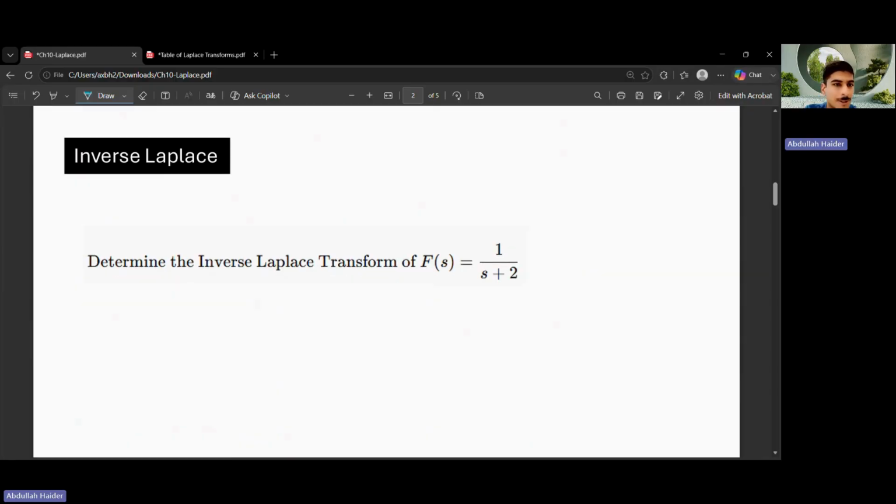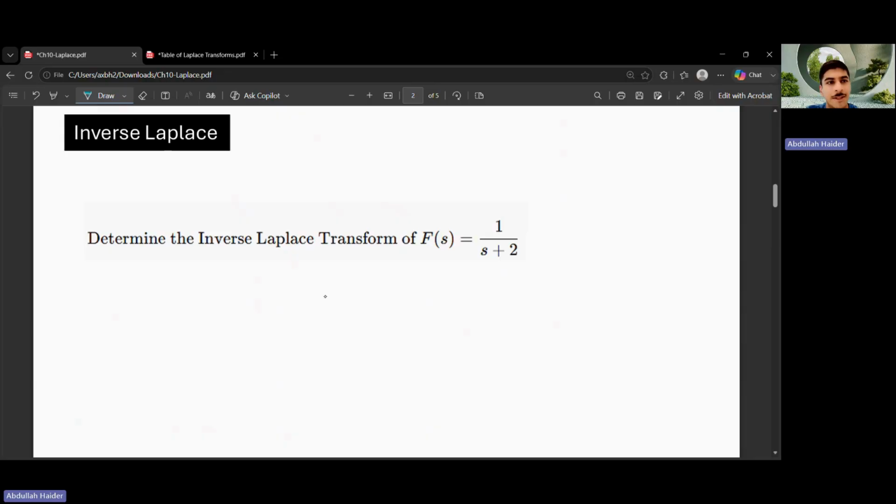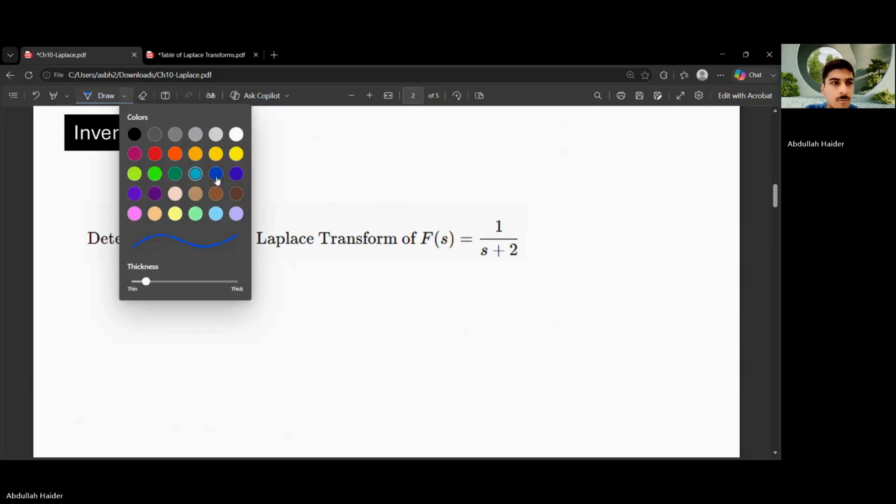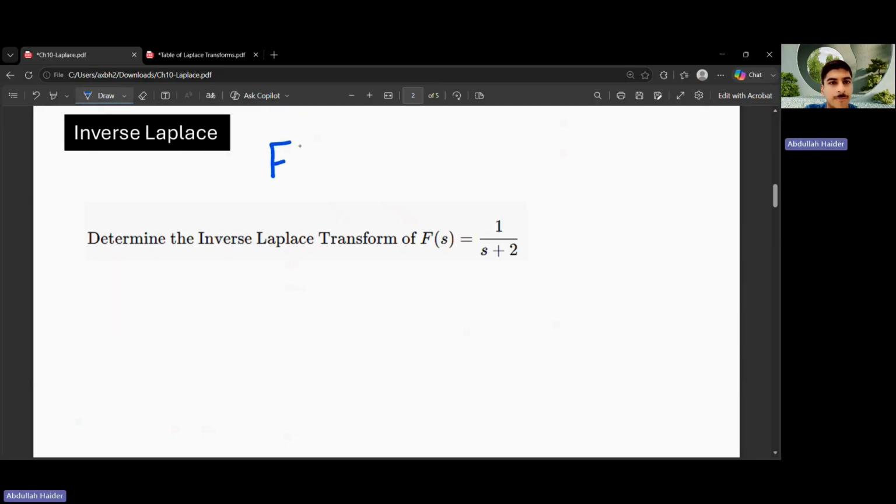Now, what if I want to find the inverse Laplace? So basically, what this means is we're reversing the transformation from a Laplace function back to our f of t, and then you can simply use the table. Determine the inverse Laplace transform of f of s is equal to 1 over s plus 2. So you're basically looking for something which has 1 over s plus or minus whatever.